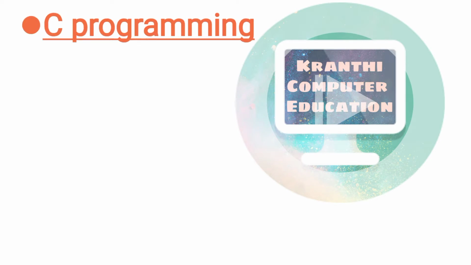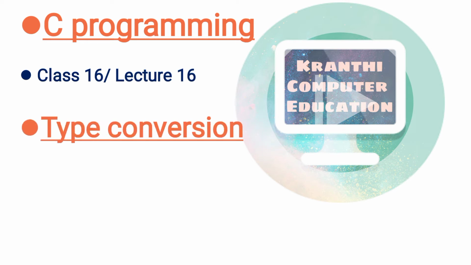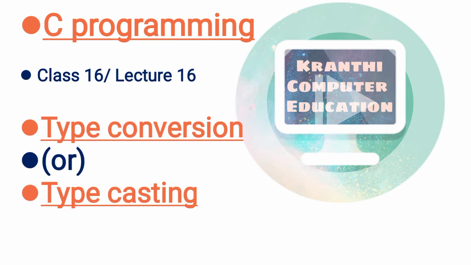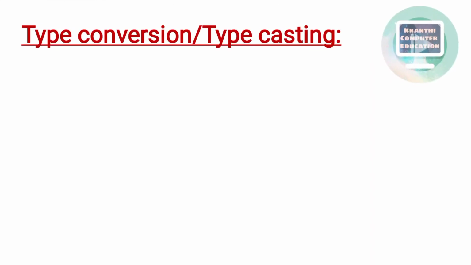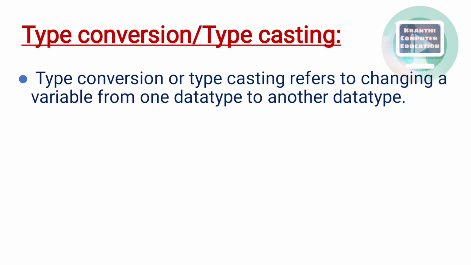In this C programming tutorial, in this session, we are going to learn type conversion or typecasting. I am Kranti, lecturer in computer science. Let's start the topic now. Type conversion or typecasting. Type conversion or typecasting refers to changing a variable from one data type to another data type.